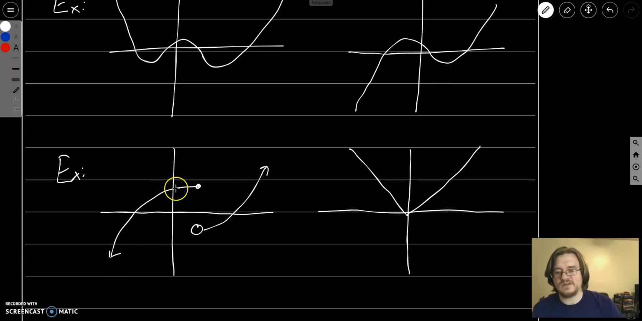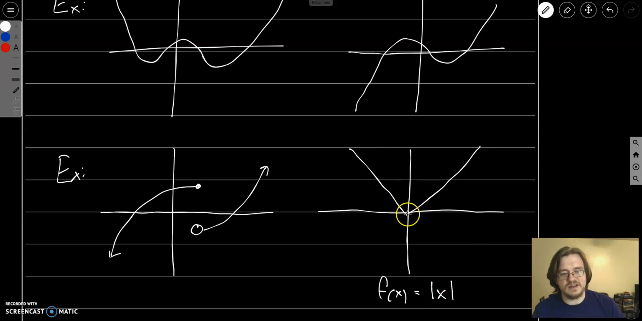whereas something like this, where if we trace this function, we're going to have to lift our pencil up, bring it down here, and continue tracing it. So this is not a polynomial. This is certainly not a polynomial because I have to lift my pencil up to get it from one side to the other. This is in fact a familiar graph. This is the graph of the absolute value of x.